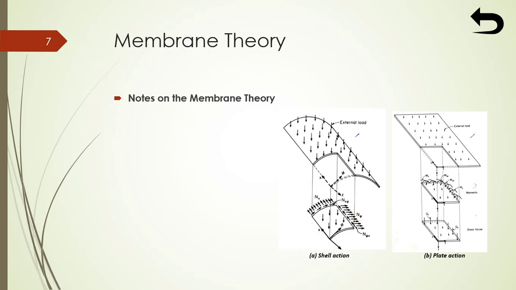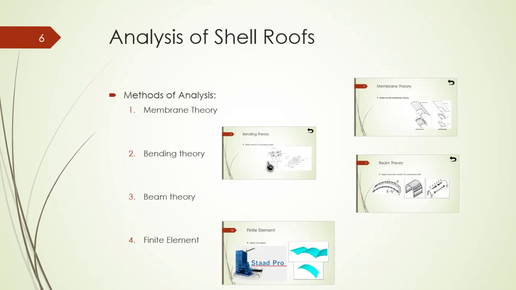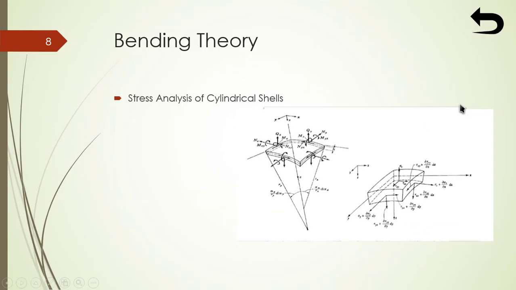Shells in practice are of finite size, determined by their edge members. In such shells, it is not possible to maintain a membrane state of equilibrium. In the bending theory, most reinforced concrete shells in practice do not behave as membranes. Along the edges of the shell, stresses and displacements differ from those given by the membrane theory, which depends on the type of the physical boundary condition that exists along the supporting edges.